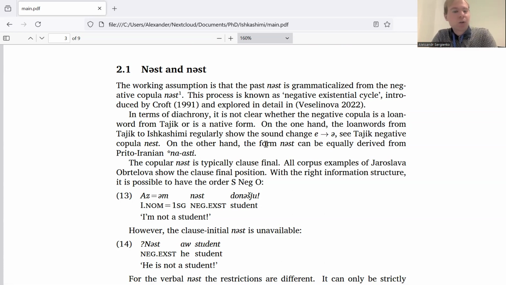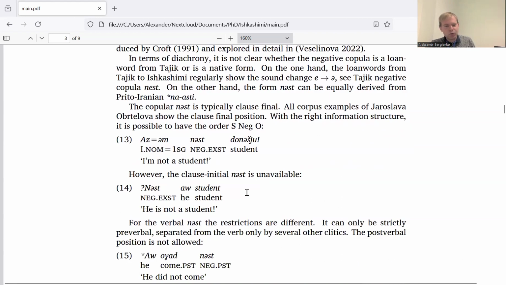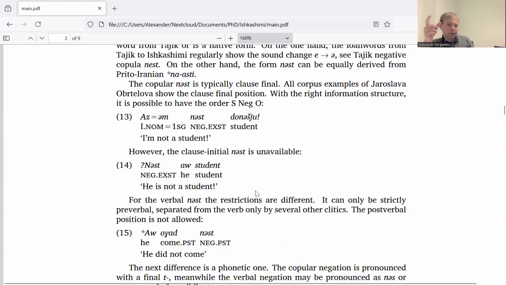The copula nist is typically clause final. I have looked at the corpus of Yaroslava Bertelova, and in all occurrences, nist was clause final. However, with the right information structure, with focalization going on, it is possible to have the order S-NEG O, as in nist doneshju. So, for example, if a person tells you you're a student, and you say I'm not a student, as nist doneshju, the clause-initial nist is unavailable. Nistau student, right? But you still see that nist is an independent phonological word.